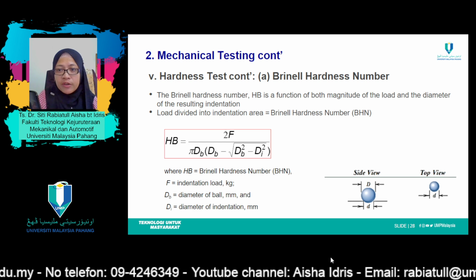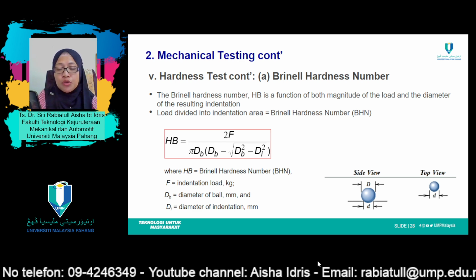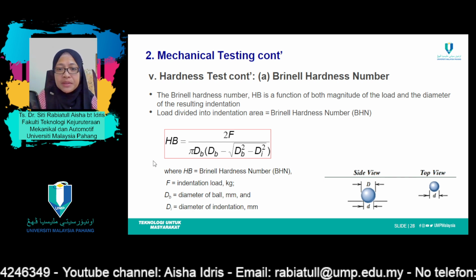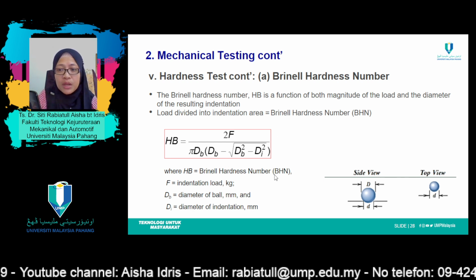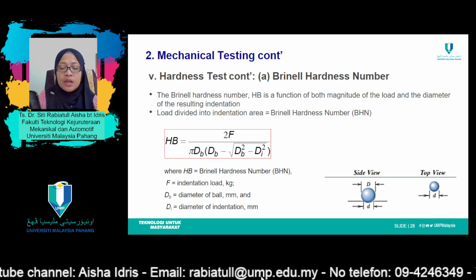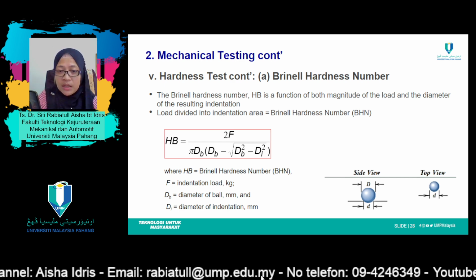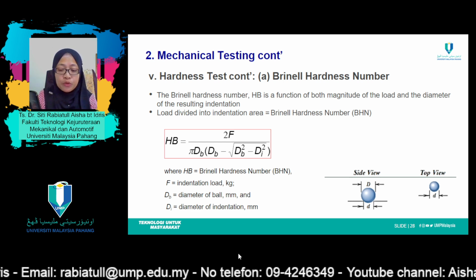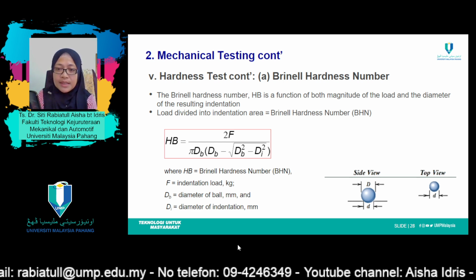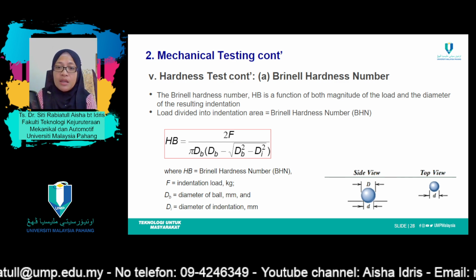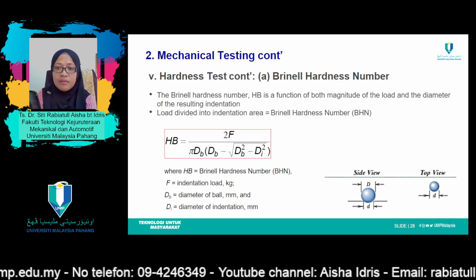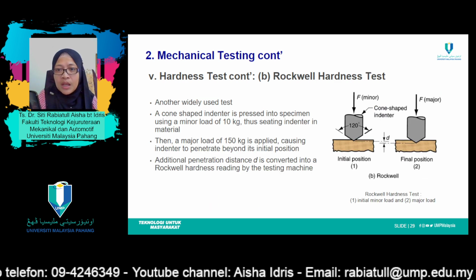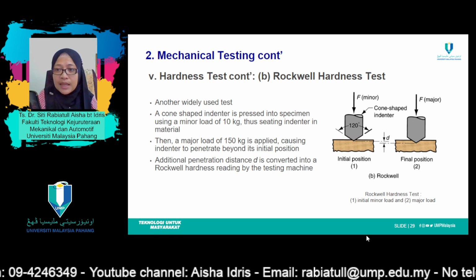From this hardness testing, we should be able to calculate the value of Brinell hardness number, BHN or HB, using this formula. However, normally we don't calculate it manually, but we can get the value from the computer, which is connected directly to the Brinell hardness testing machine.